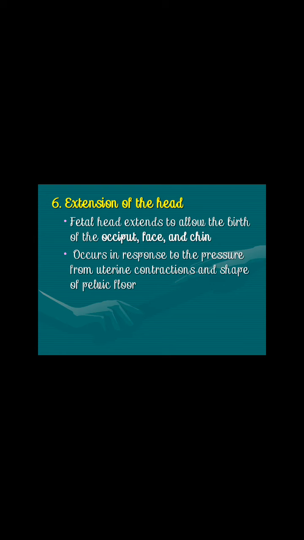Because the baby was lying at the subpubic arc, it now extends. As it extends, it helps the occiput, face and chin to be born. It allows these three, the occiput, chin and face, to be born. This occurs in response to pressure from the uterine contractions and the shape of the pelvic floor. It is assisted by pressure from the contractions.